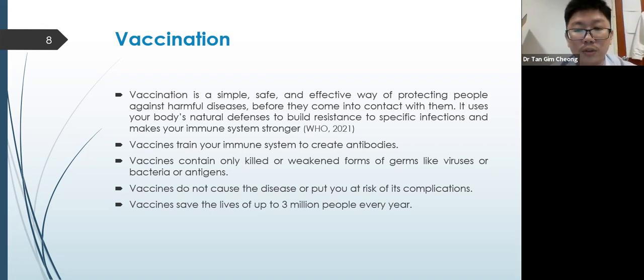Vaccination uses your own immune system to create antibodies that help to protect you from subsequent infection. Vaccination doesn't mean that after you vaccinate, you won't get infected. Some vaccination just enhances your immune response to battle the pathogen attack. You might develop some signs and symptoms, but you will not go to the extent of death. So vaccines train your immune system to create antibodies. A vaccine can contain killed or weakened forms of germs like viruses and bacteria, or antigens. We will go into this point later when we get to types of vaccine. Vaccines do not cause the disease or put you at risk of its complications.